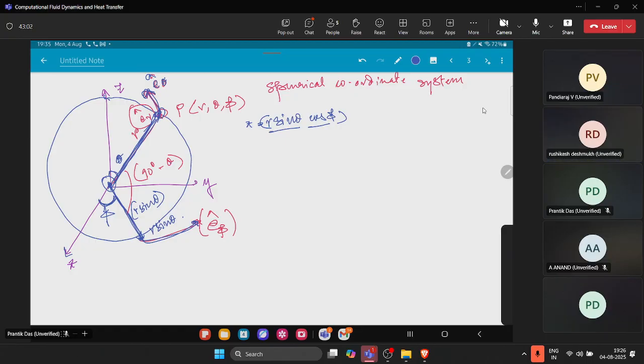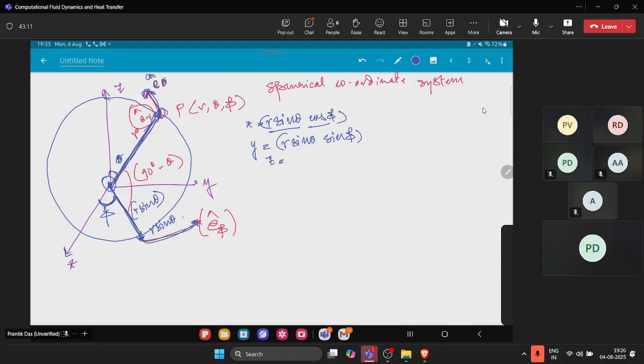Okay. So now y is basically equal to what? r sin theta sin phi. Similarly, if I go to z, it becomes r cos theta. Sorry. And then if I want to write it in the format of the OP vector, then it becomes E r cap plus r theta E theta cap plus r phi sin theta E phi cap.